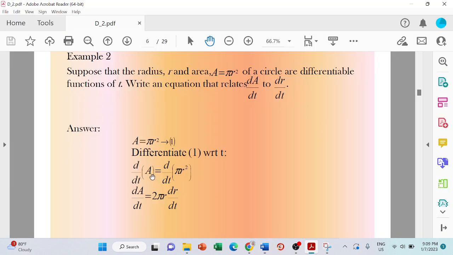CCF. Okay. So kat sini tadi, A is pi r squared. So kita nak bezakan terhadap T. Okay. So A subjek kan. A subjek sudah jadi dA dt. Now look at the right hand side. Sebelah kanan kita ada pi r squared. Pi ni constant. Basically nilai dia pi adalah 22/7 ataupun 3.142 in decimal numbers.